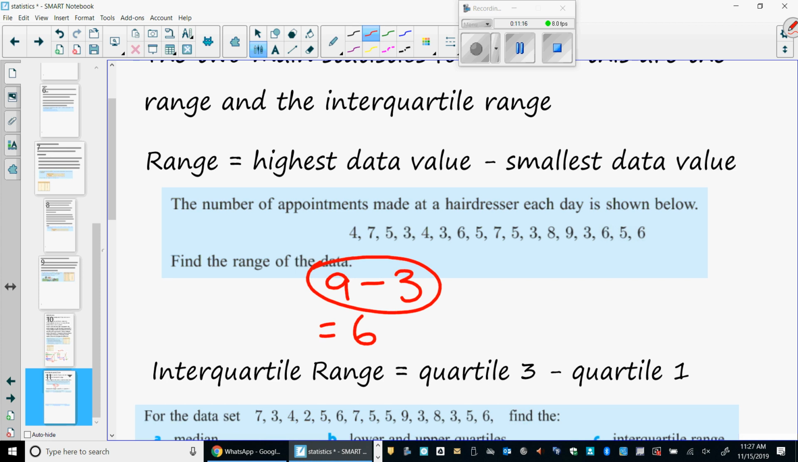What do you mean by range of 6? Oh, I just got it. 9 take away 3 is 6. Yeah, but there's also 4, 5, 6, 7. What do you mean by range of 6? The range is the difference between the highest value and the lowest value. Oh, okay. So 6 would be the range.